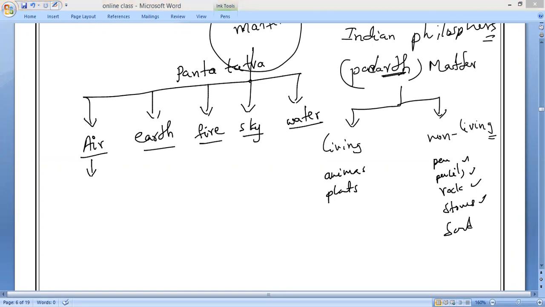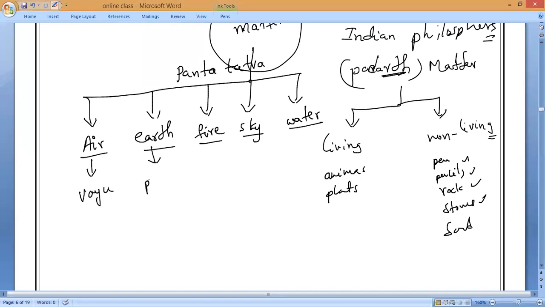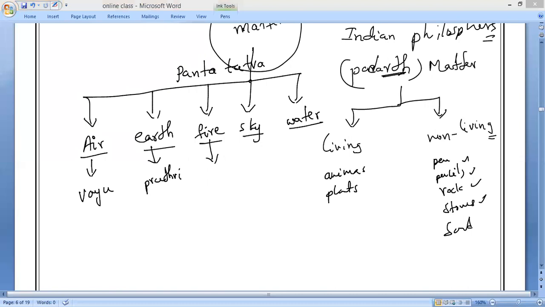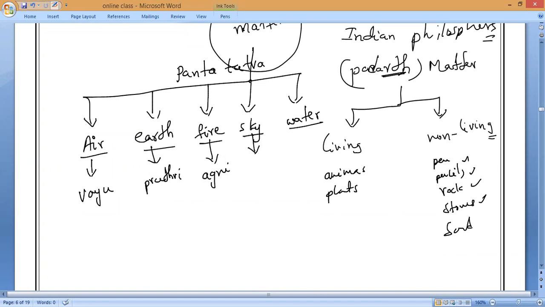Air we used to call in our Sanskrit language as vayu. Earth we used to call Prithvi. Fire we used to call in Sanskrit Agni. Vardhani, you have not studied Sanskrit. In Tamil, what do you call fire? Agni, I think. In Telugu also, Agni.